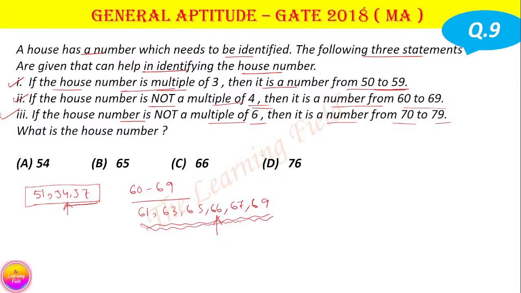Now we go to condition 3. It says that if the house number is not a multiple of 6, then the number is from 70 to 79. The possibilities are 70, 71, 73, 74, 75, 76, 77 and 79. These are the candidates. But if one of these is the right answer, then it should be a multiple of 4.